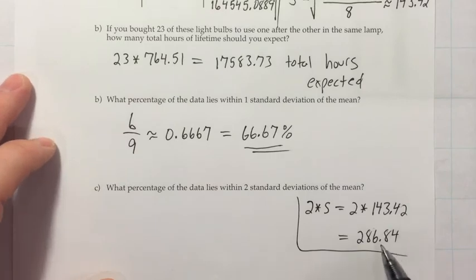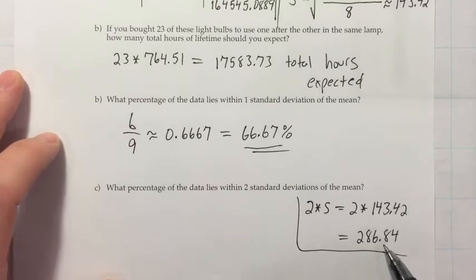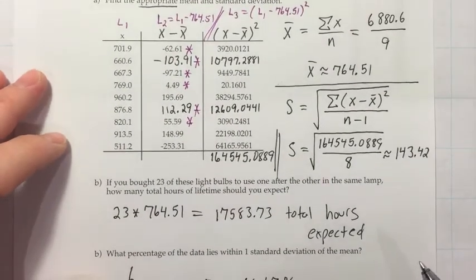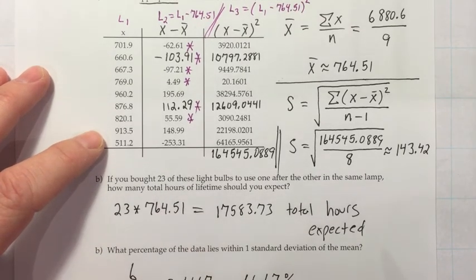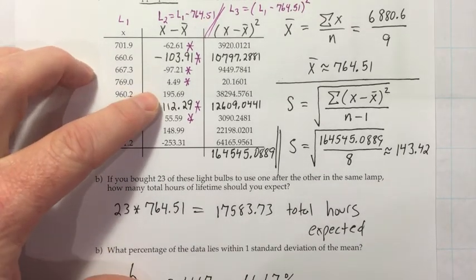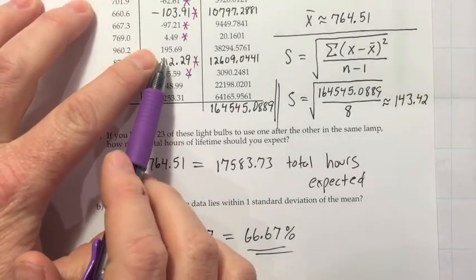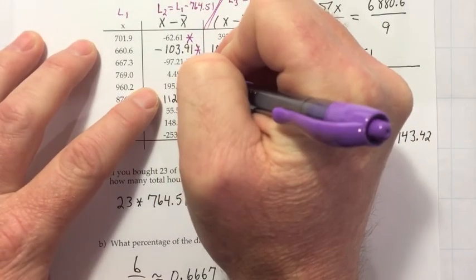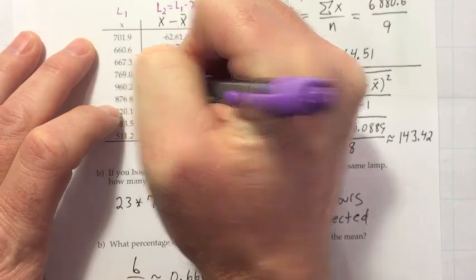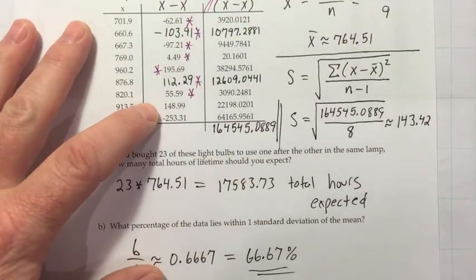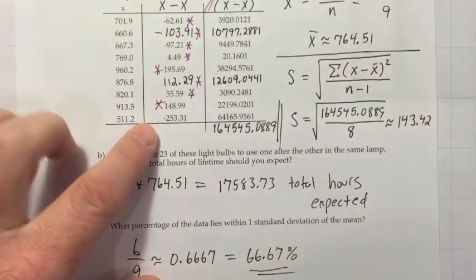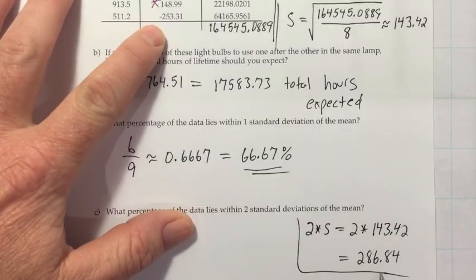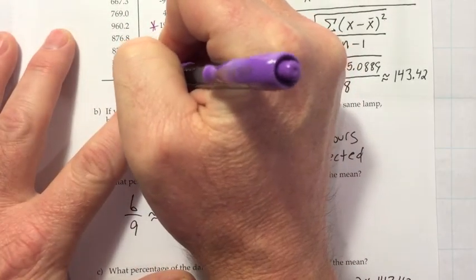So now I want to see, are any of my data values more than that far away, or are they all closer? So of course all the ones that were less than 1 standard deviation away are less than 2, so I just want to double check the other ones and see if any of them still fall outside. So let's see, the 195.69 is a deviation. That is smaller than our 2 standard deviation multiplier, so now I'm going to be counting that one. I'll go ahead and just put the star on the other side so I can see the difference. 148 is definitely smaller than 286. And even our data value that was furthest away from the mean at 253.31 hours below the mean, that's still less than 2 standard deviations, so now that one's getting counted as well.